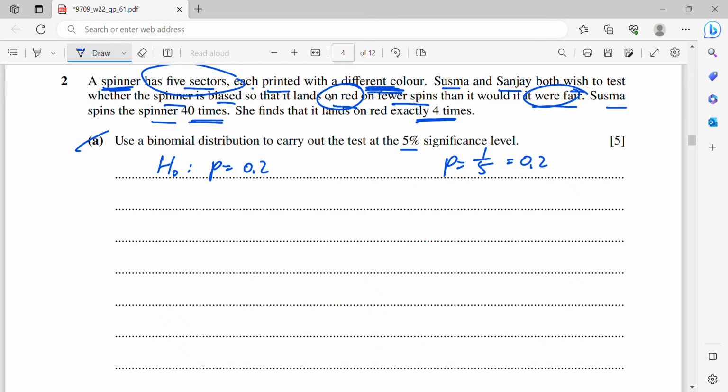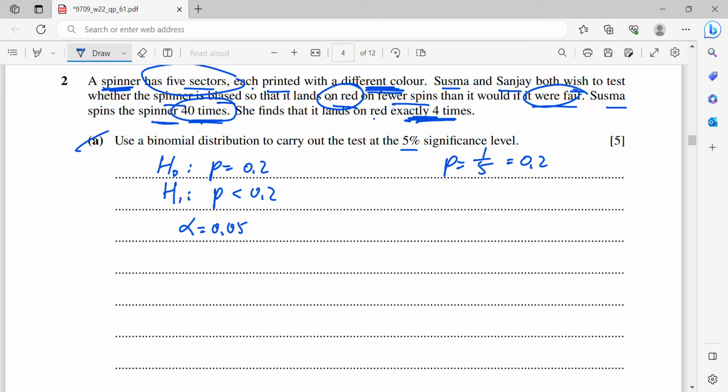Now it says that when Susma spins 40 times, it lands on red exactly 4 times. So from this experiment, we know that it is less than 0.2. So it is not fair. So now alpha equals 0.05.